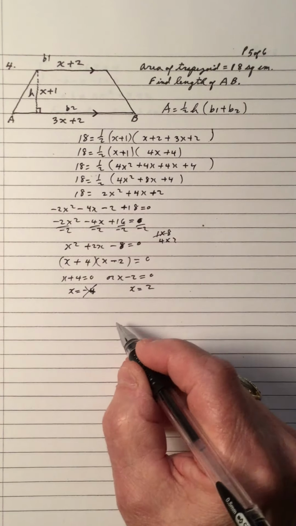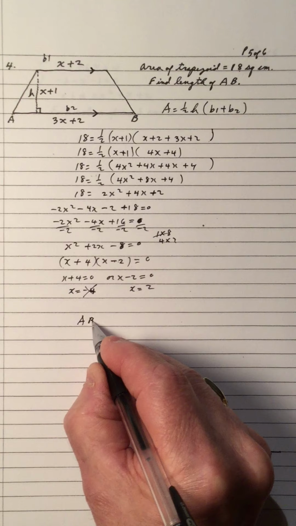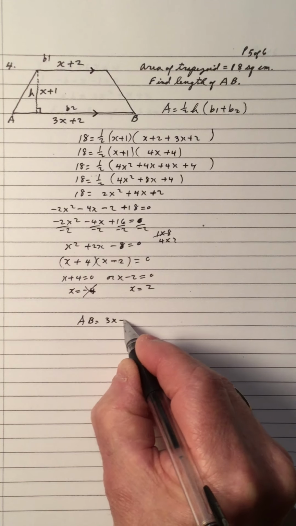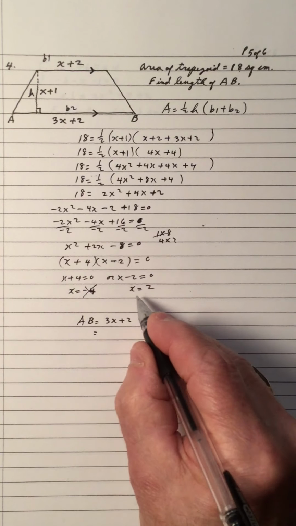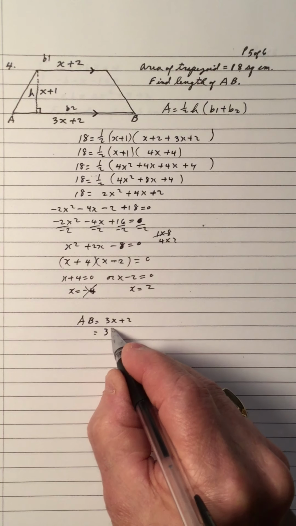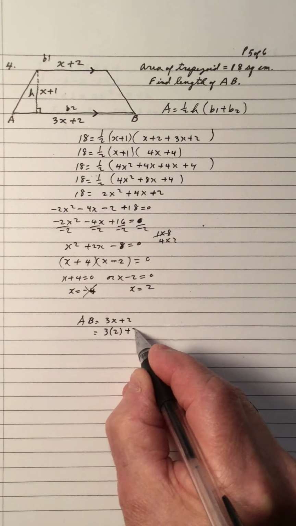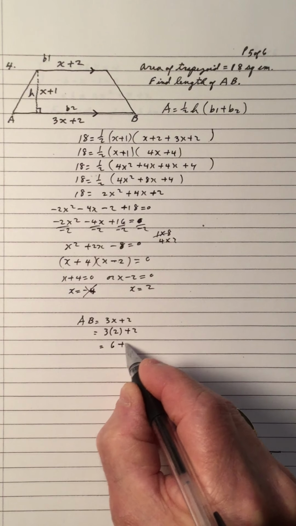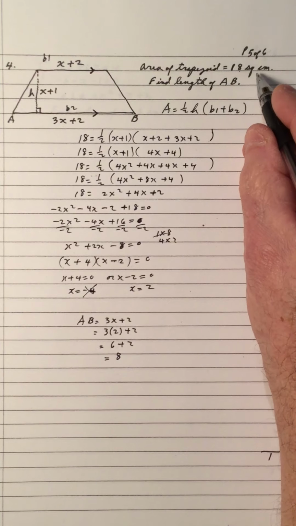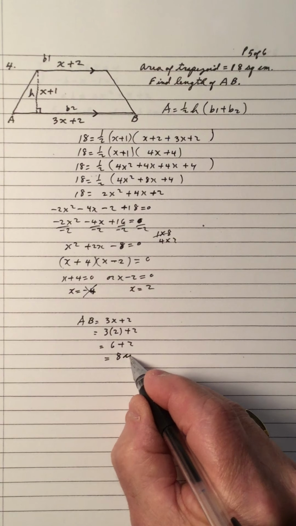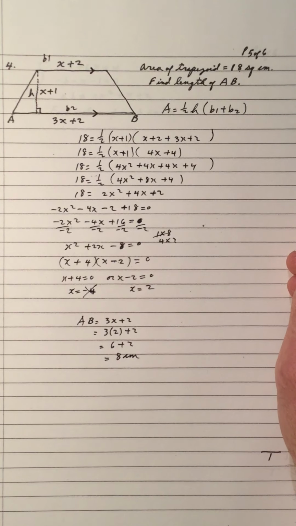So we have to find the length of AB. So AB is 3x plus 2. To get the length of AB, I need the value of x, which I did. I got x to be 2. Sub it in. That's a 6 plus 2. So that's an 8. And it's in centimeters, so the length of AB is 8 centimeters.